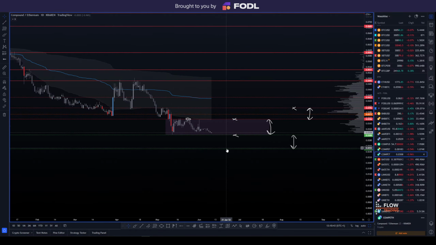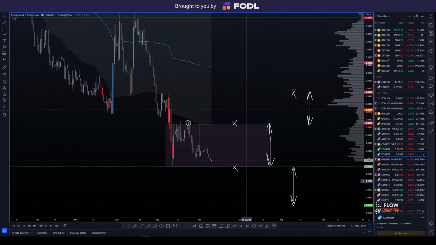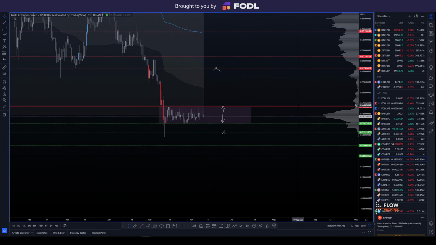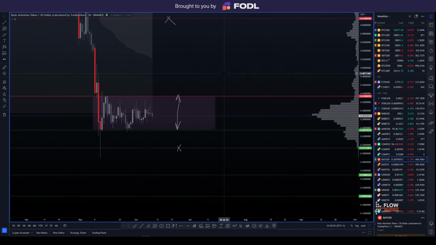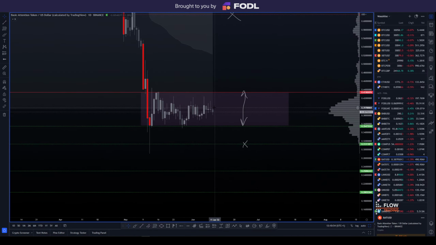So we could potentially just carry on going down. However, if we see a bounce, now you know where the resistance is, okay? Moving on to BAT versus USD. This is Basic Attention Token, and still inside of this range.